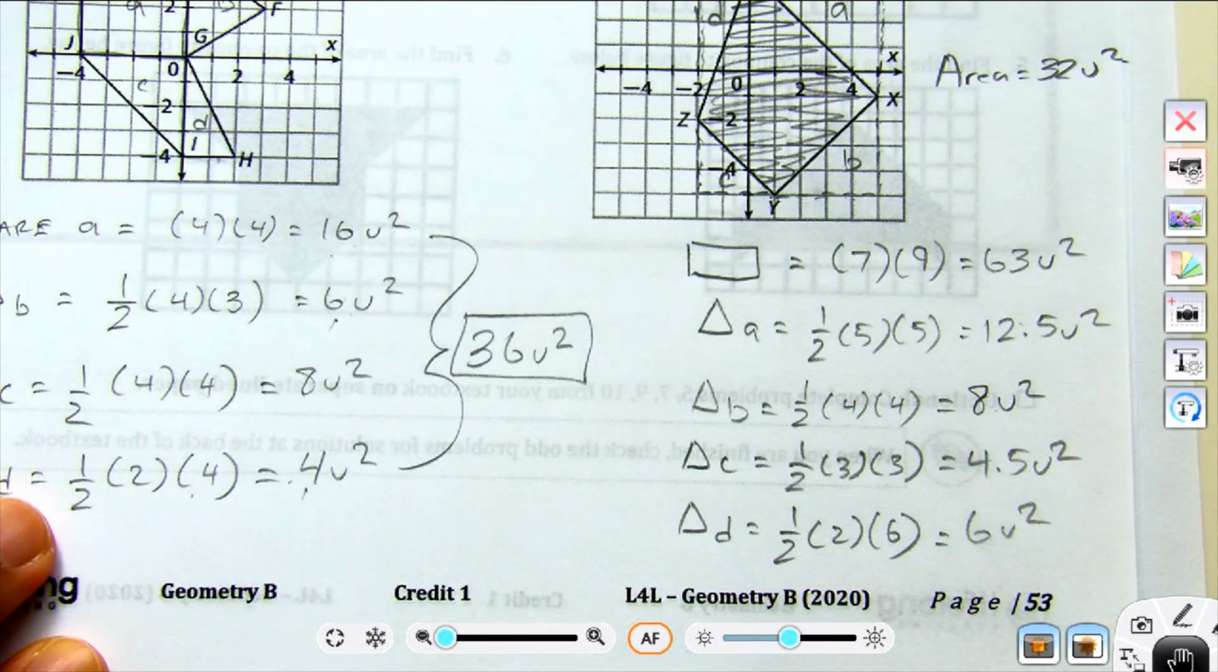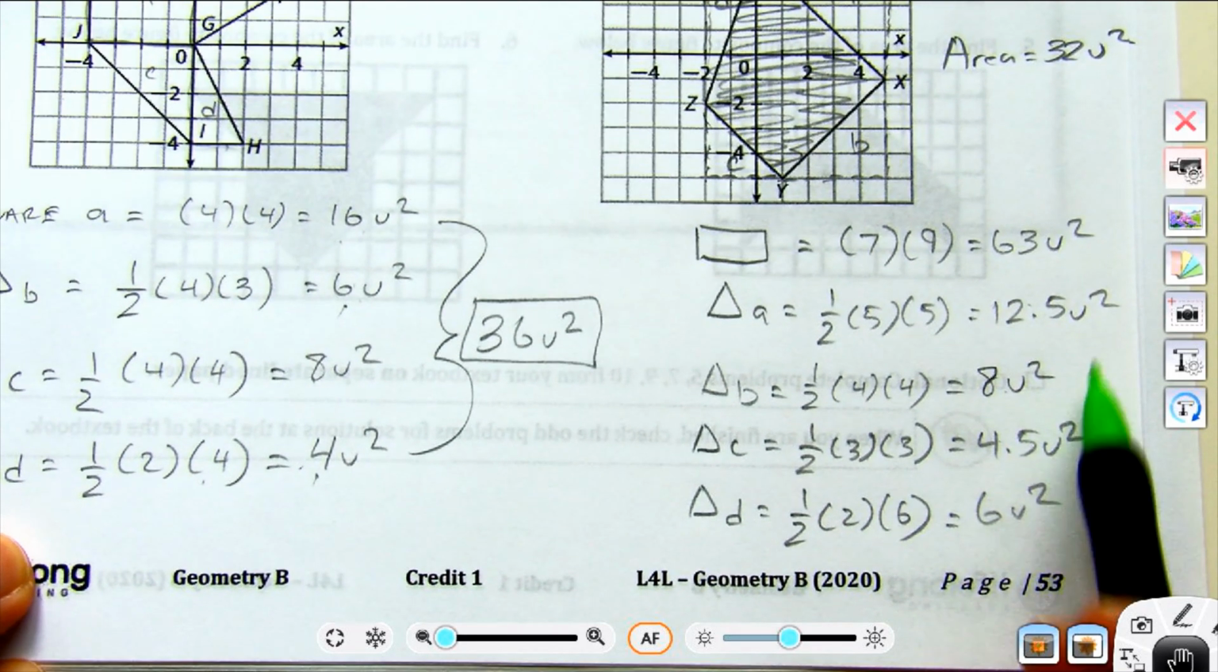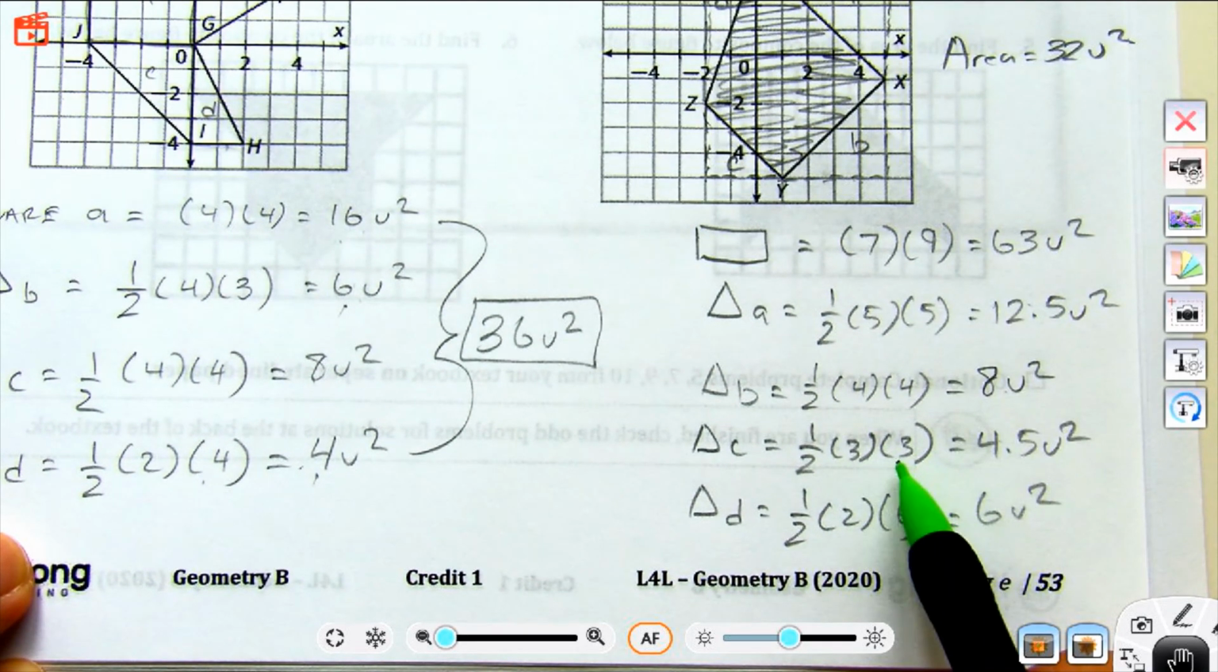So to recap, we use subtraction, we use addition in this problem.